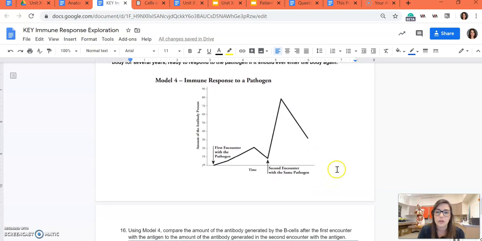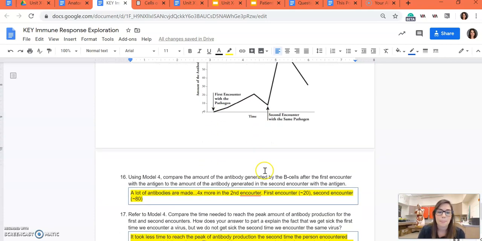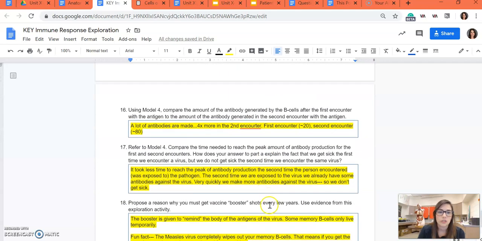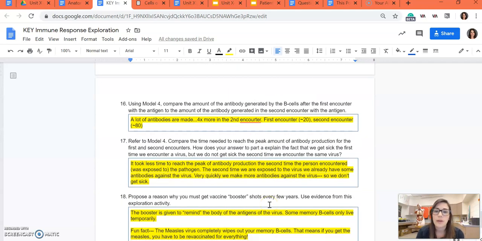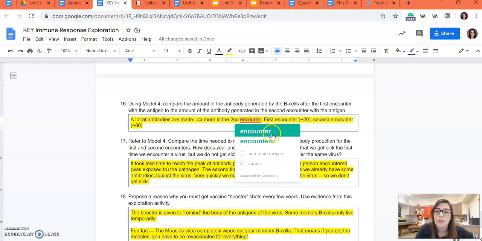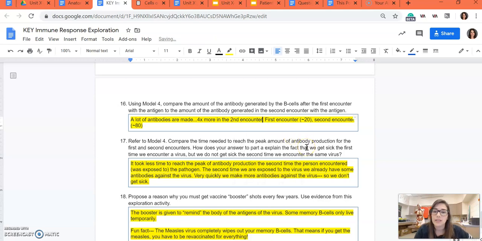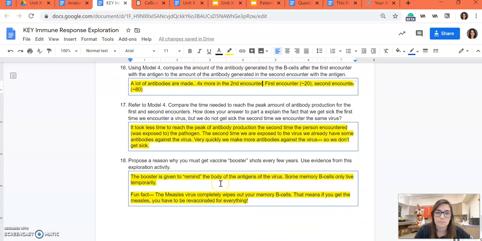In Model 4, this graph again is showing, over time, when we're exposed to a pathogen the first time versus the second time. So a few interpretation questions here. Using Model 4, compare the amount of antibody generated by B cells after the first encounter to the second encounter. So a lot of antibodies are made, 4 times more in the second encounter. The first encounter is around 20, and the second encounter it's around 80.